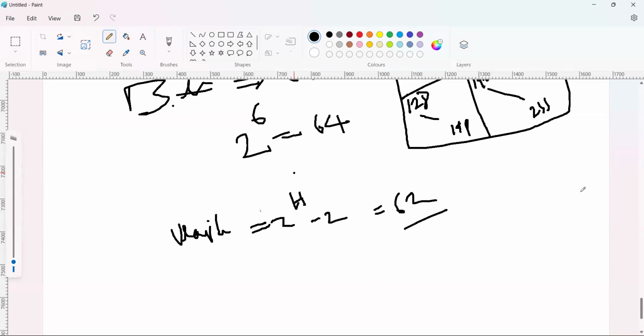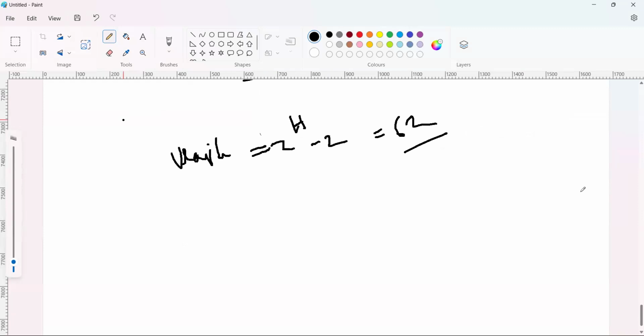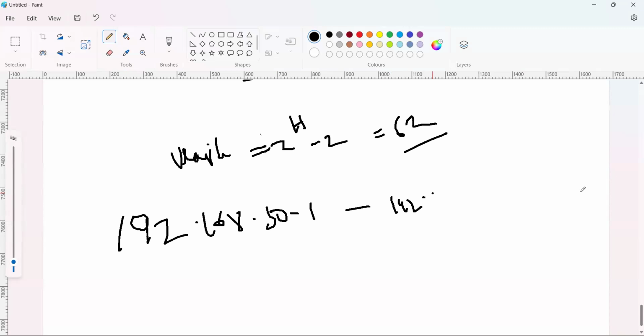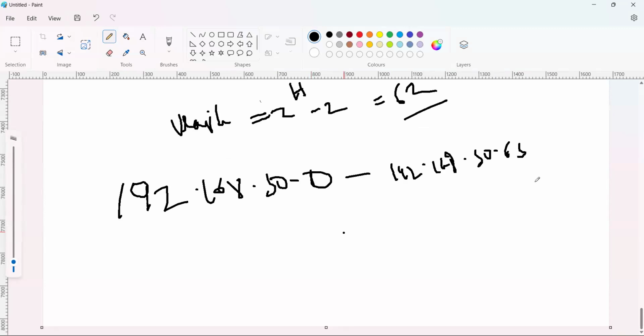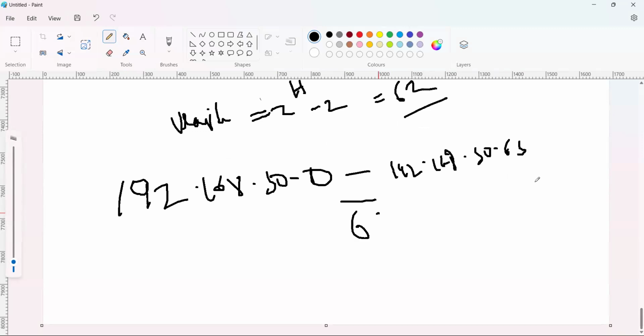So our IP address range starts from 192.168.50.1 to 192.168.50.63. This is the broadcast IP address. The first one is the network address, 0. The range will start from here and end here. In between, whichever IP addresses are there, those are the 62 IP addresses.